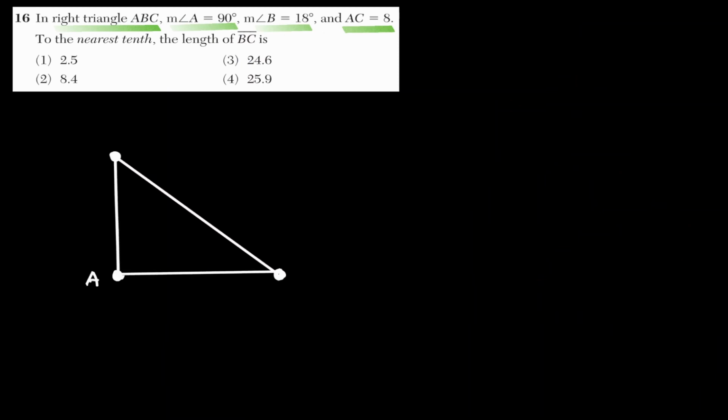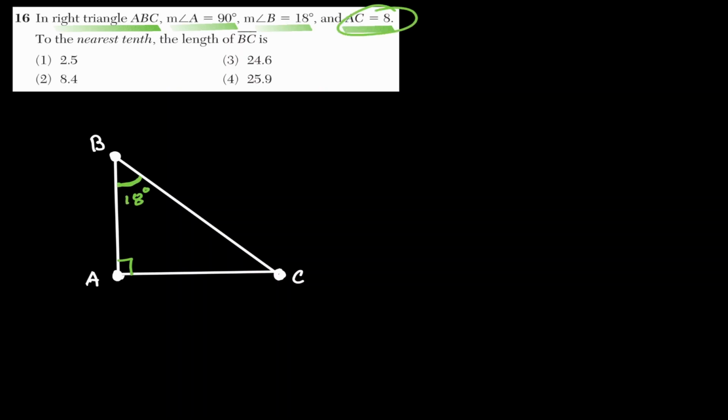In question 16, we are being given a right triangle ABC with angle measurements where A is 90, B is 18, and a line segment where AC is equivalent to 8. So let's start by drawing this triangle. Angle A is 90, so let's draw that in here. Angle B is 18 degrees, so let's place that in here.